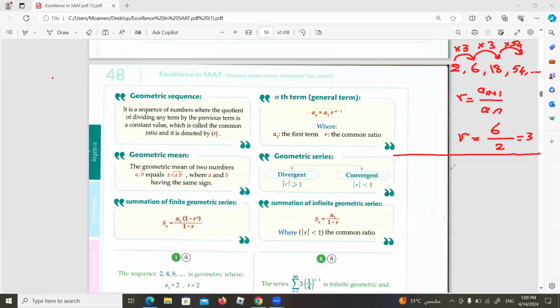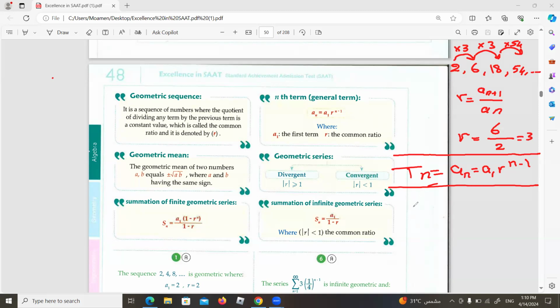What about the general term an? The general term an in the geometric sequence will be a1 multiplied by r power n minus 1, where a1 is the first term and r is the common ratio. Okay, this is the general term, tn or an. Some books or some exams talk about tn or an. They are the same. It is the nth term, and we denote it by an or tn.